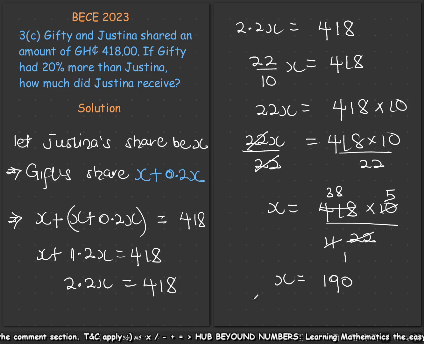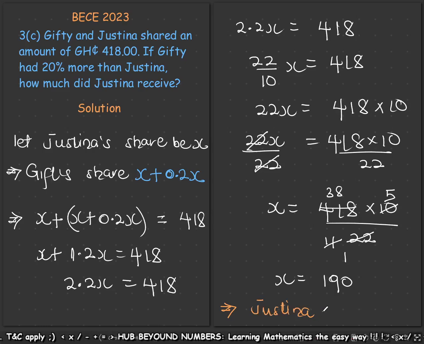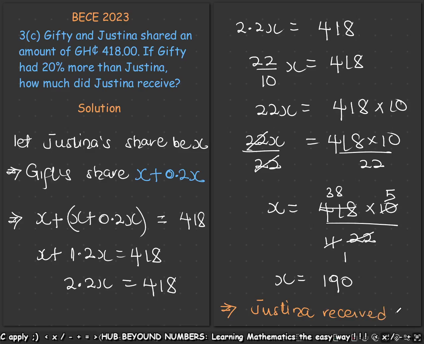So we conclude, initially we said X was Justina's share. Therefore, Justina's share, or Justina received, 190 cedis. And that is just it. It is as simple as that.